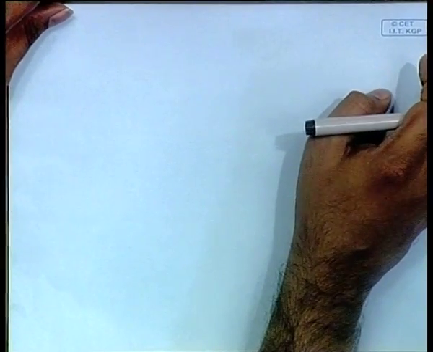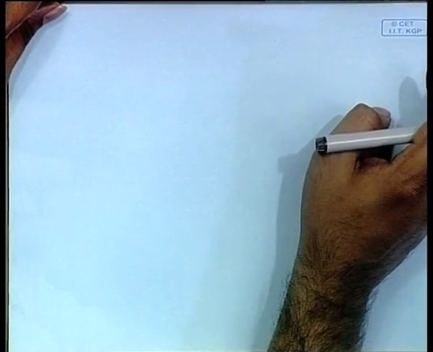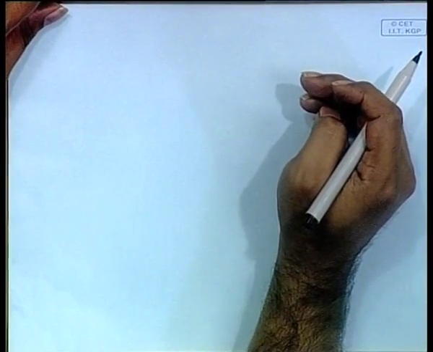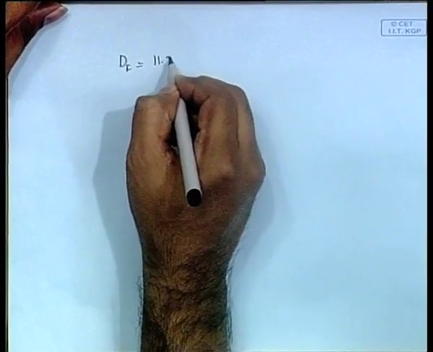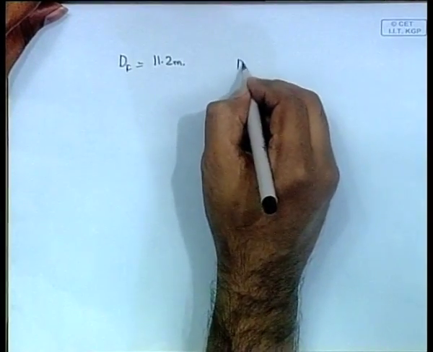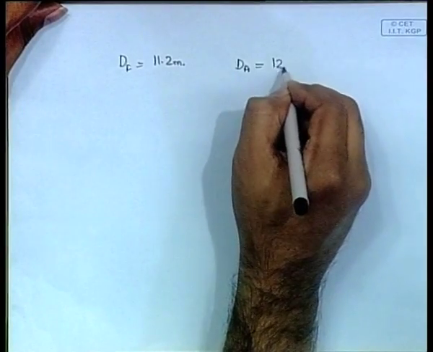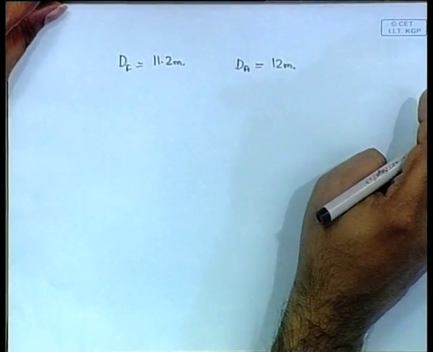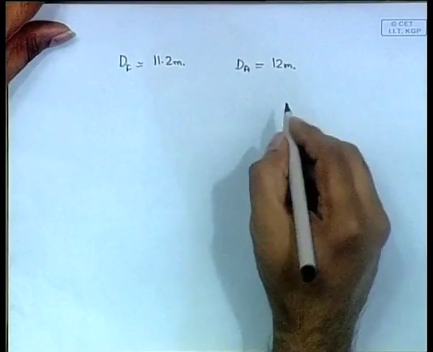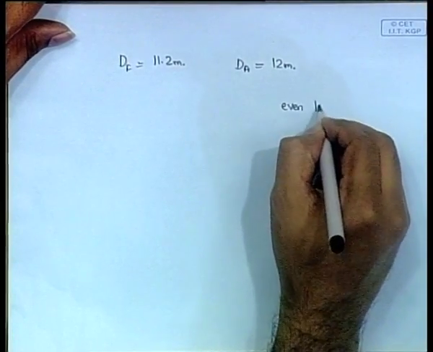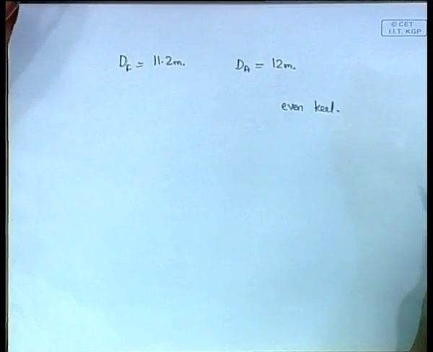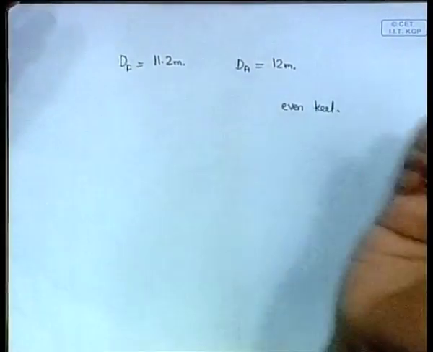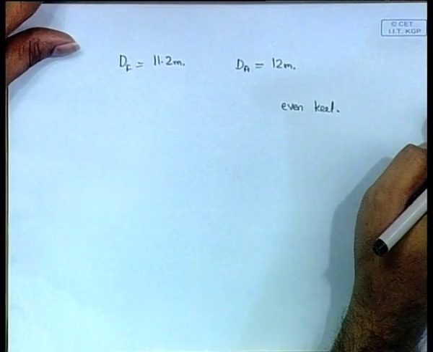You are told that a vessel about to enter a port, this is not the port side, it is to enter a port, has drafts forward. Draft forward equals 11.2 meters, draft aft equals 12 meters, and the vessel is to enter port on an even keel, that is a particular word, it is called even keel. Even keel means trim is 0.